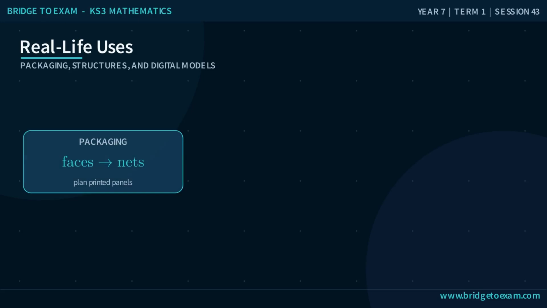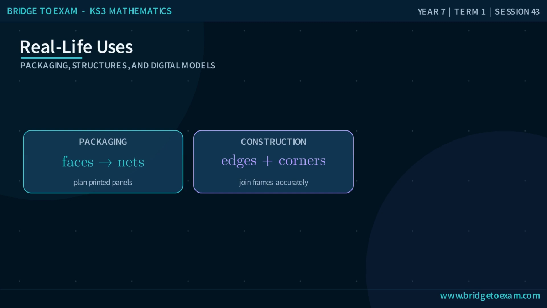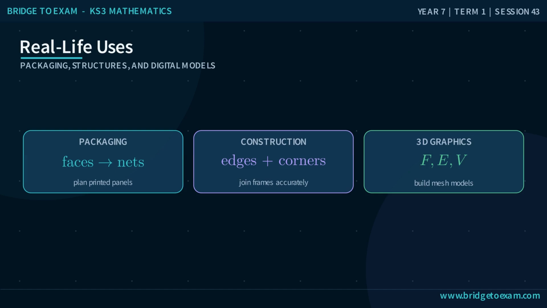Packaging designers count faces to plan nets and printed panels. Builders identify edges and vertices when joining frames and corners. Computer graphics represents three-dimensional models using faces, edges, and vertex coordinates.